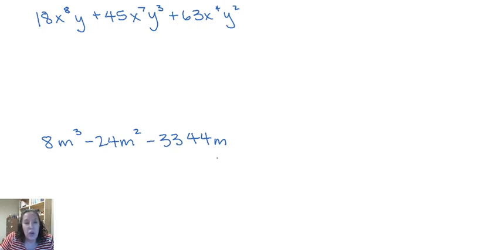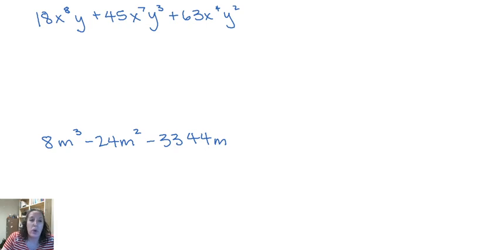Hello. In this video we are going to look at factoring with a greatest common factor and look at factoring a trinomial with a leading coefficient of 1. So our first example we have is 18x to the 8th y plus 45x to the 7th y cubed plus 63x to the 4th y squared.